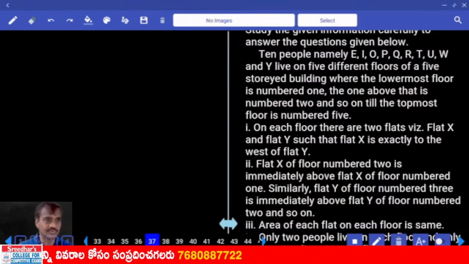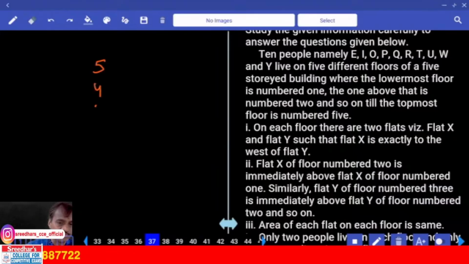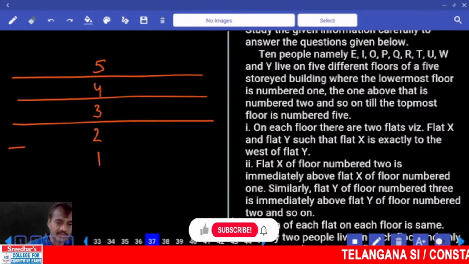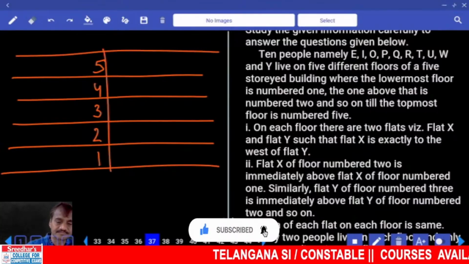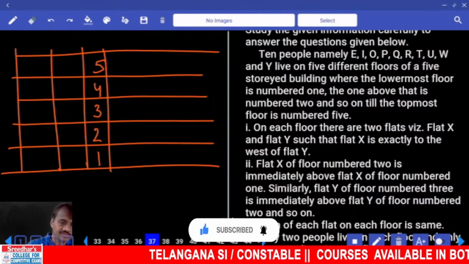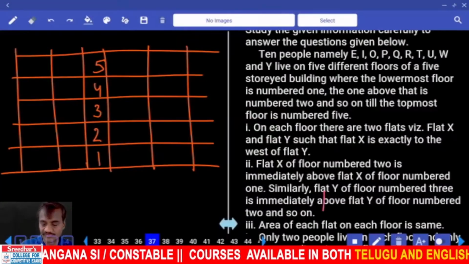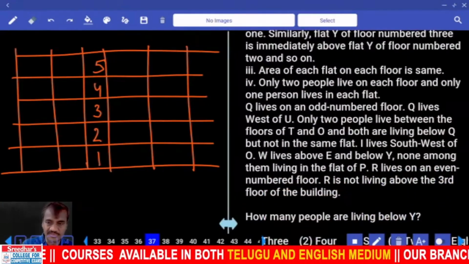Last one, 37 to 40. Between these two you need to choose one set and work it out. 5, 4, 3, 2 and 1. Now these are the 5 floors and on each floor there are 2 persons, and all together how many persons? 10 persons were there. Now up to here this is the only information given.